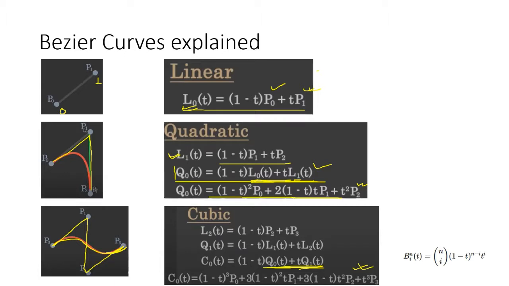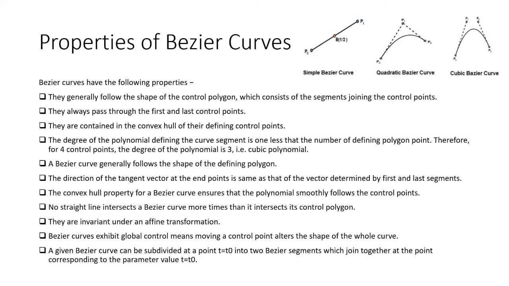Okay, see this, it is actually looking like this, and the Bezier curve is going to look like this. So that is the total explanation of how the mathematics is working. So finally, the properties of the Bezier curves: they generally follow the shape of the control polygon. Obviously, it is going to be following the shape of the polygon, but it is going to use the control points. They always pass through the first and last control points.